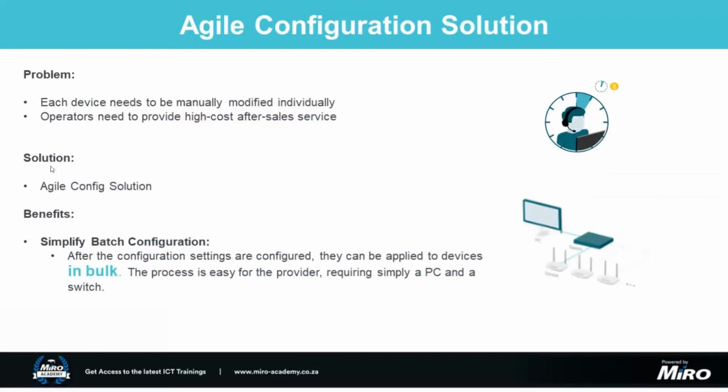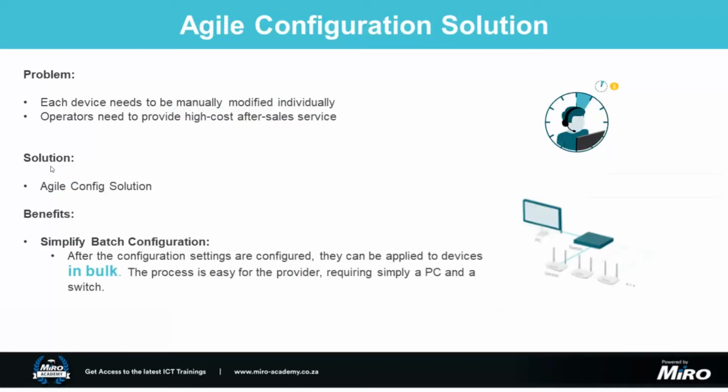To look at the first component of the solution, we look at a feature called Agile Configuration. Now, to understand why the solution has come about, we need to understand the initial problem. One of the first problems ISPs face is that you have to individually configure each and every single router. Each device needs to be manually modified. Furthermore, operators need to provide high-cost after-sales services. Those are the first two initial problems you would run into with a typical ISP that's looking to serve residential clients and so forth.